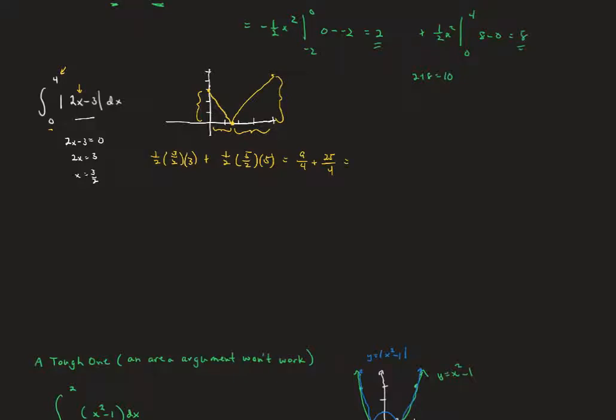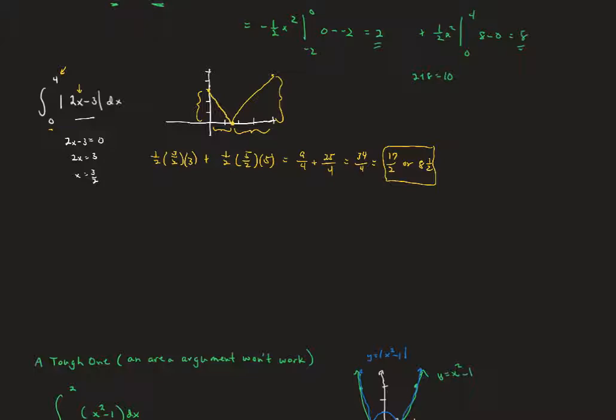Adding those together, 25 and 9 is 34/4. We can reduce at least by 2, call that 17/2, which is fine. Or if we would rather, 2 goes in there, you can call that 8 1/2, or 8.5. So either of those is okay. There's an area argument. So let's make an algebraic argument.